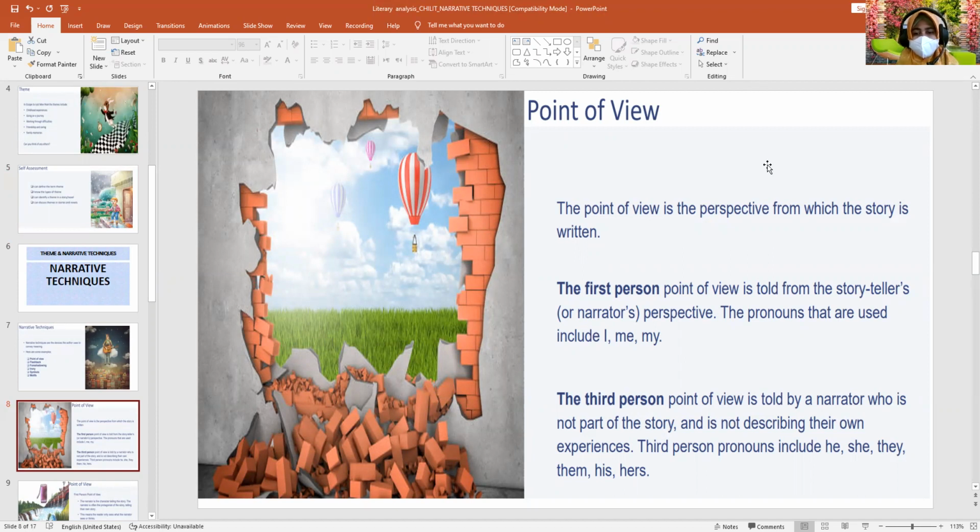Next, the third person point of view is told by a narrator who is not part of the story and is not describing their own experience. The pronouns include he, she, they, them, his, or her. So if you find pronouns like he, she, they, them, his, or hers, they might indicate the third person point of view. All right.